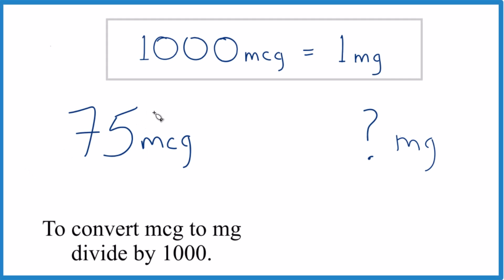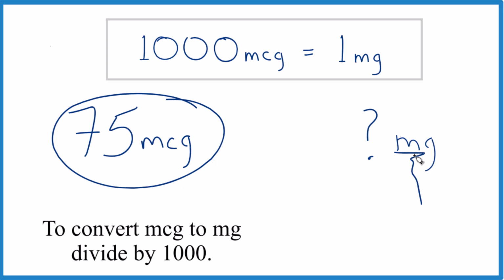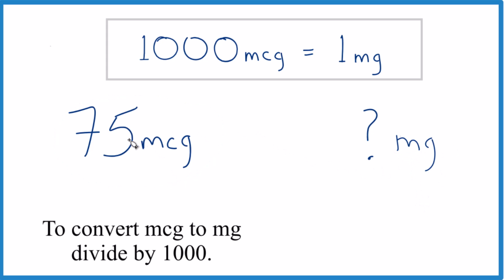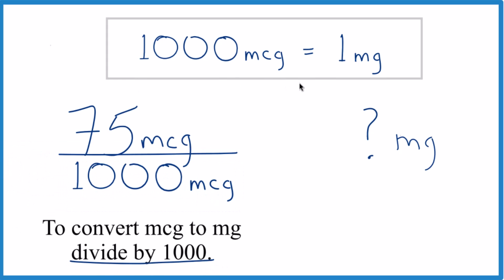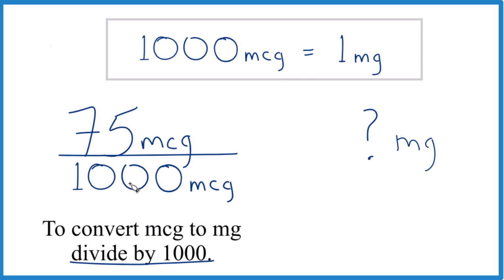So if you need to convert 75 micrograms here to milligrams, here's how you do it. Basically, when we go from micrograms to milligrams, all we need to do is divide by 1,000, like this. That's because 1 milligram is 1,000 micrograms, and we can call these units 1,000 micrograms per milligram.